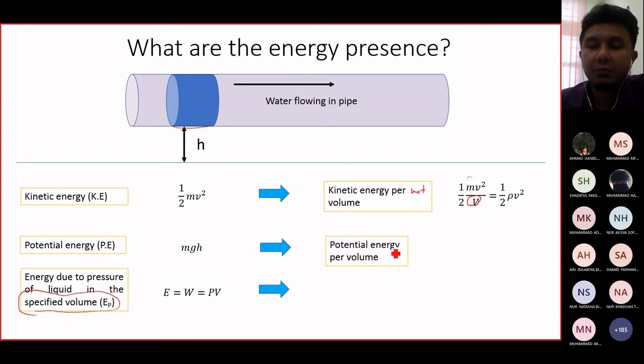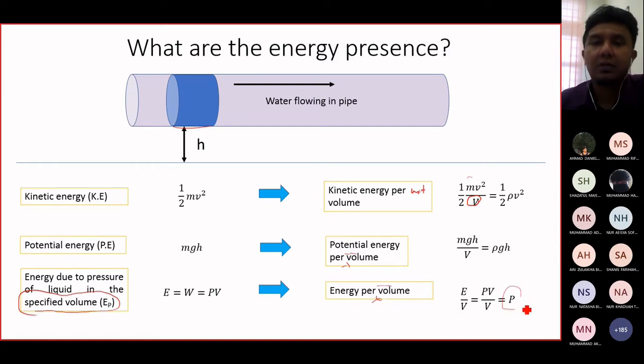Potential energy per unit volume, we get like this. Divide by volume, we get density. Energy due to pressure per unit volume, we get this pressure only. So these are the energy present in the fluid that flows in the pipe. All of this energy, three energies.